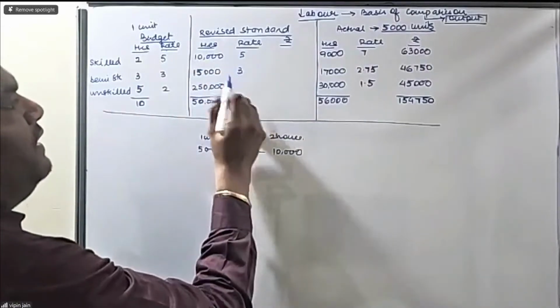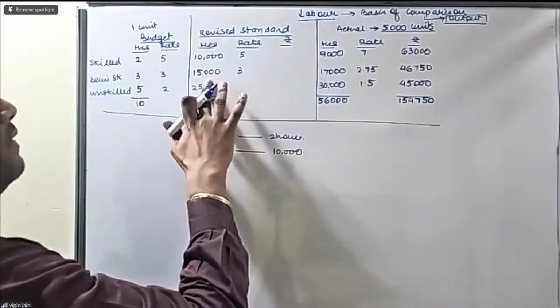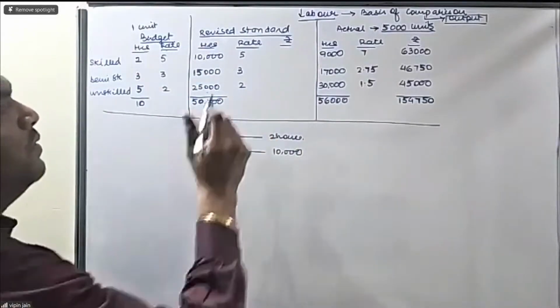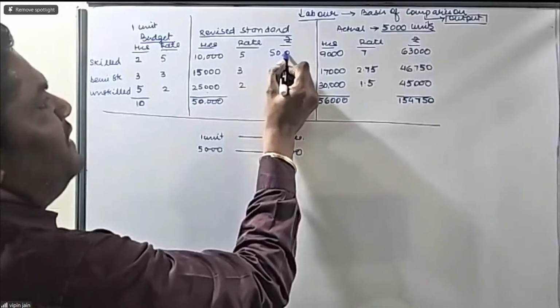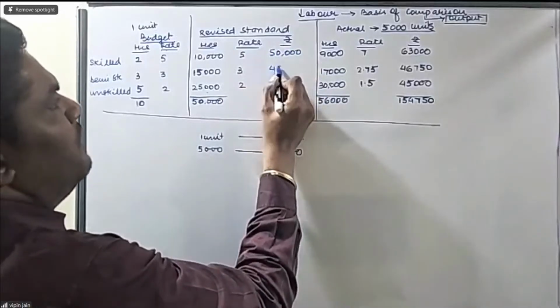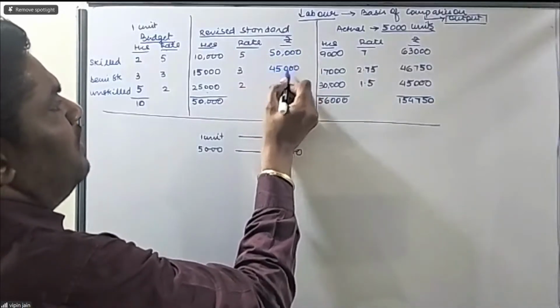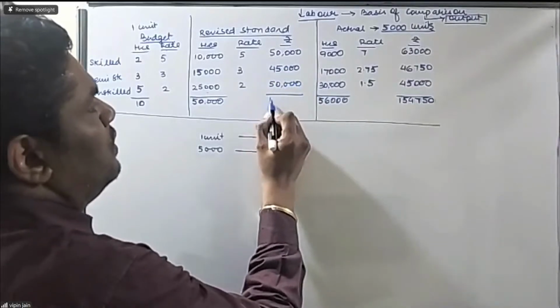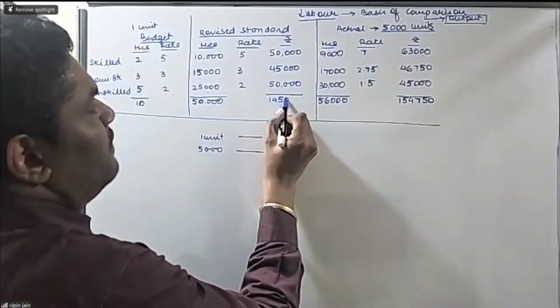Rate is 5, 3, and 2. So this will be 50,000. This will be 45,000. And this will be 50,000. Total, it will be 1,45,000.